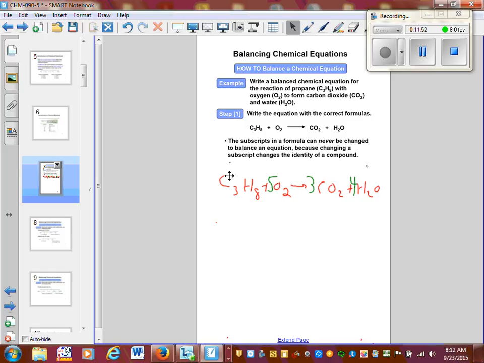Can you go back one second? You said 3 times 2 is 6, and then 4 times 2. No, 4 times 1. The oxygen is 1. Okay. The subscripts only apply to the atom preceding them. So the 2 only applies to the hydrogen. The 1 applies to the oxygen. So now this is balanced. So that wasn't so hard.